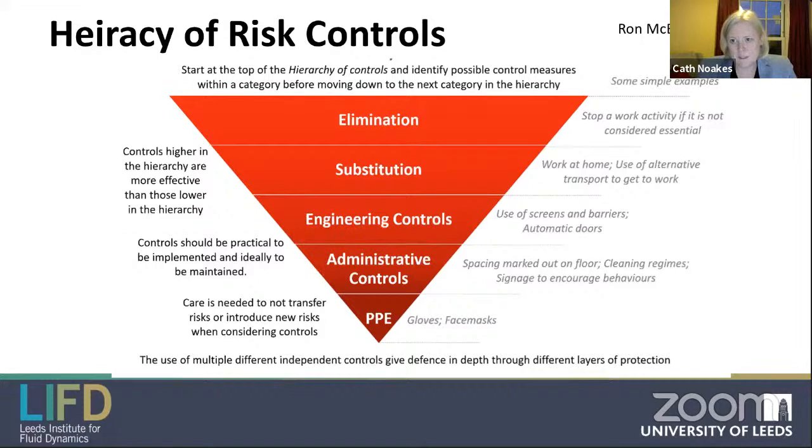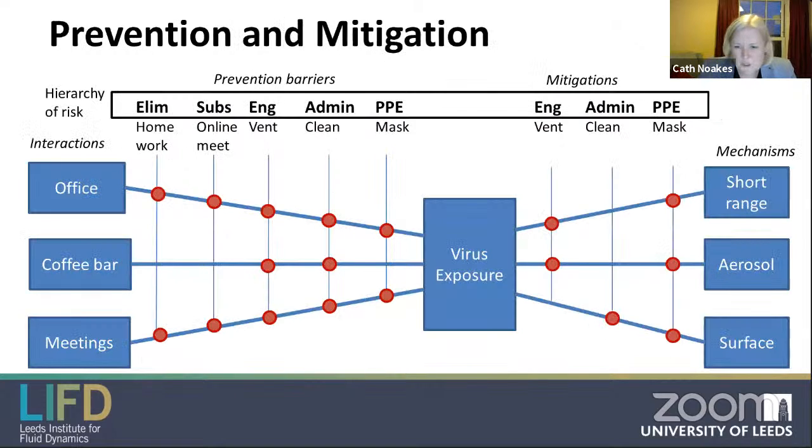So in here we've got the obvious things: basically work at home, don't interact, stop an activity, to eliminate and substitute. But one of the areas that gets less attention than it should is the engineering controls. It's very easy to go to administrative stuff, cleaning regimes, one-way systems, putting PPE in place. But I think a lot more attention needs to be given to the engineering controls as to what we could do. I've mentioned screens and barriers, automatic doors, but things like ventilation are a very important step too.